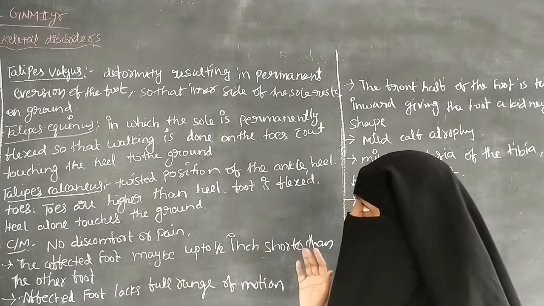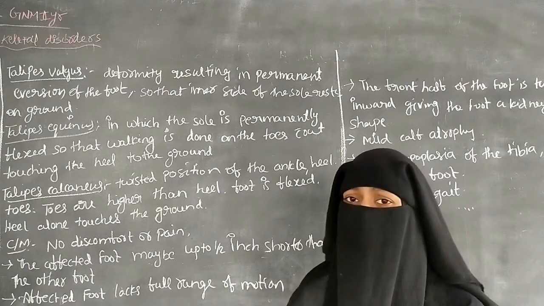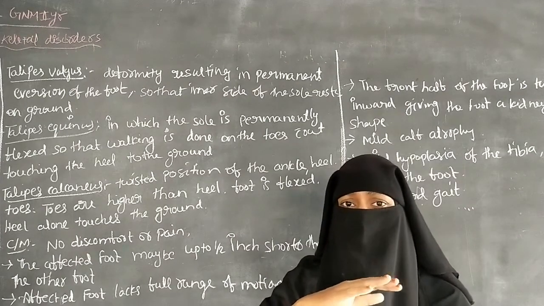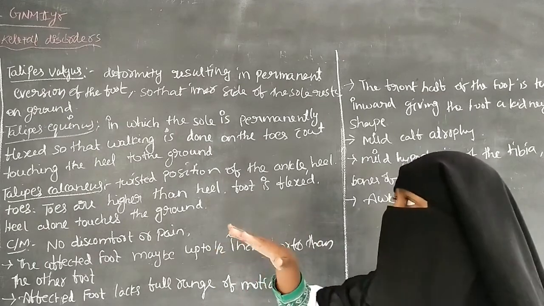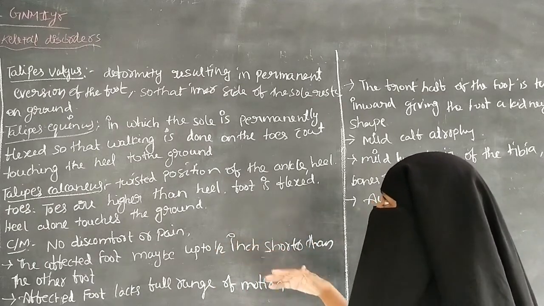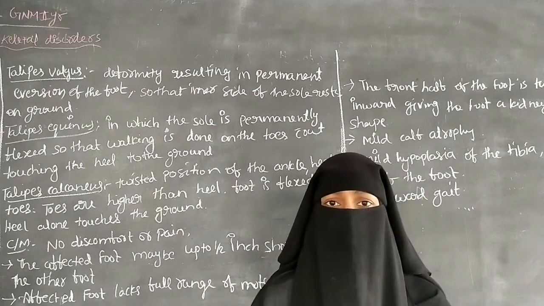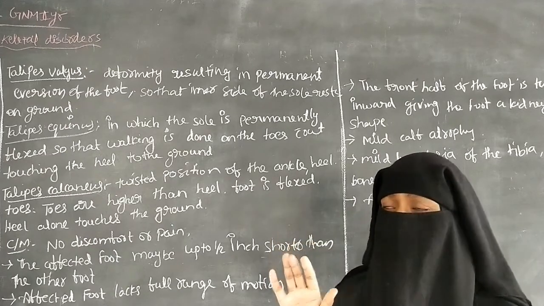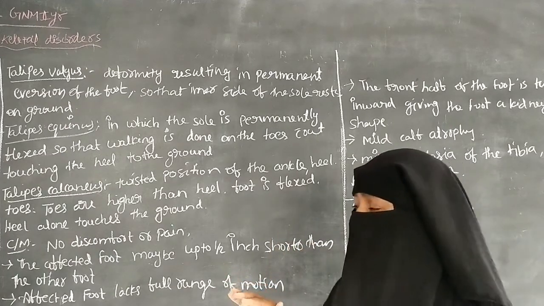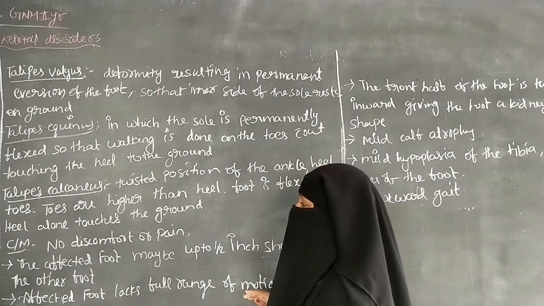And the next one is talipes valgus. It becomes a permanent eversion of the foot. There is a flexion of the foot outside of the body. Eversion means the foot flexes outward, away from the body, so that the inner side of the sole rests on the ground. It is called talipes valgus.